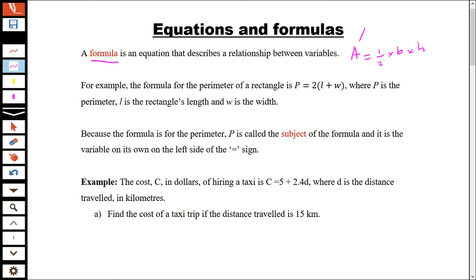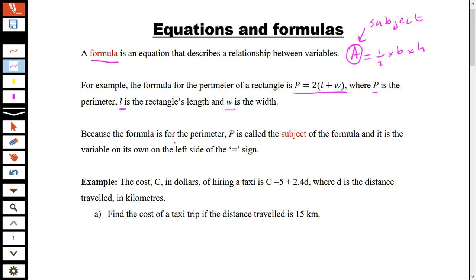Now, the letter by itself there, we call that the subject of the formula, because it's all by itself. You've only got one letter there by itself. Here's another example: the perimeter of a rectangle. P equals 2 brackets L plus W, where P is the perimeter, L is the rectangle's length, and W is the rectangle's width.